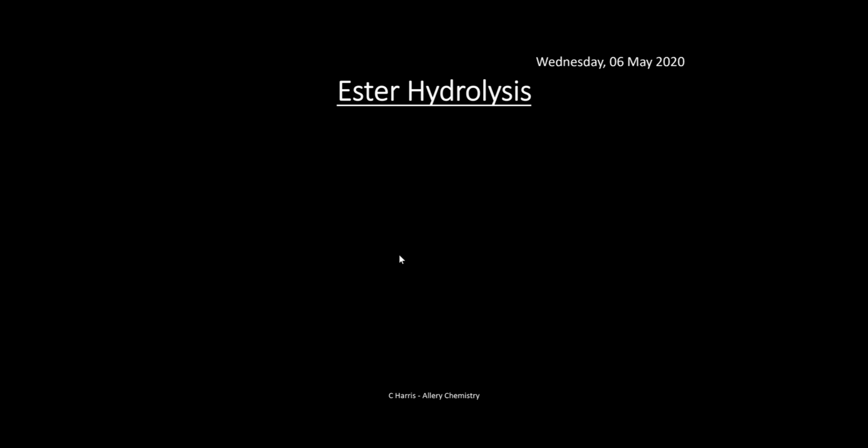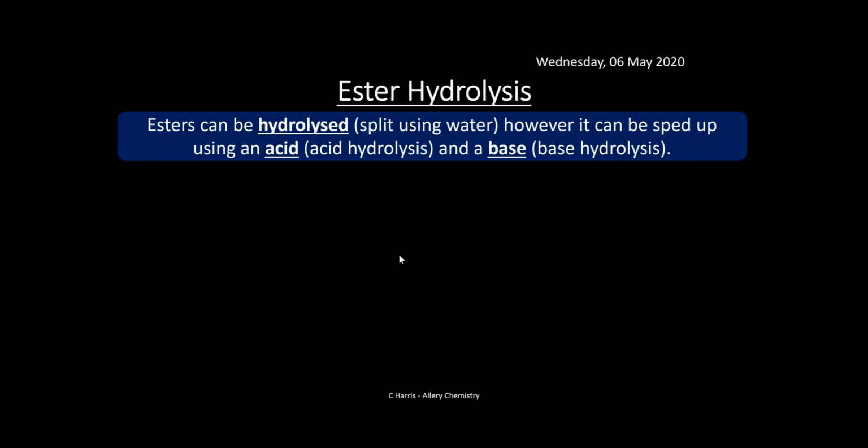So obviously we know how to make an ester. This is actually going backwards. Esters can be hydrolyzed. Hydrolyzed means splitting with water: hydro meaning water, lysis meaning to split. However, it can be sped up using an acid, so we call it acid hydrolysis, or a base, and we call that base hydrolysis.